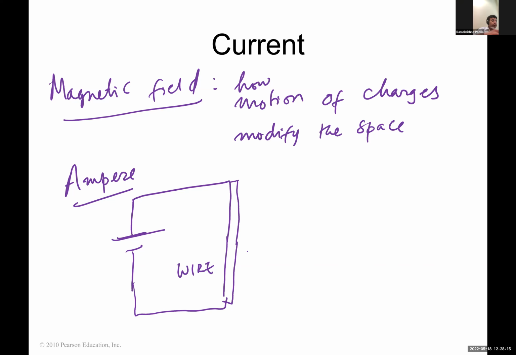So this was also done by another person called Oersted, but we're not going to discuss that much. But the thing is that there seems to be something happening around this wire to attract something. The current carrying wire is somehow changing the space around it to attract the iron filings.